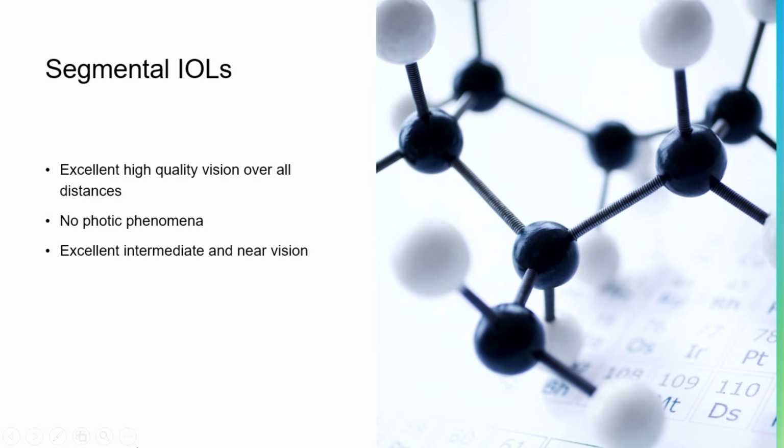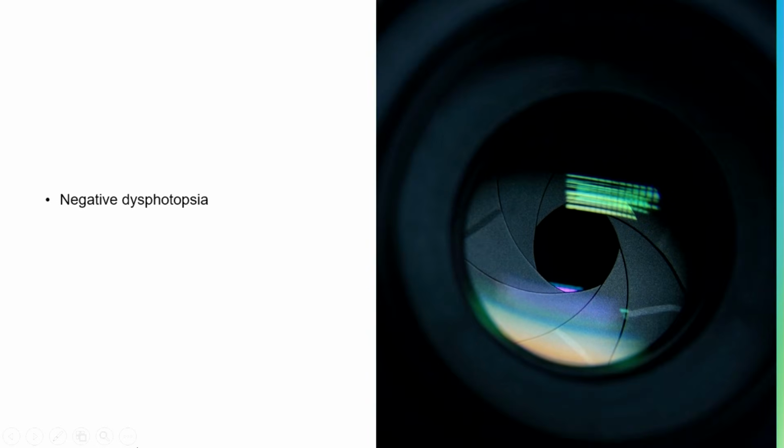So segmental IOLs give excellent high quality vision over all distances. Not much photic phenomena. It gives you excellent near vision and intermediate. I haven't done very big numbers. They're all in the sub 15. So I can't really comment on the long term or whether the performance is going to be uniform. But whatever I have done is very good. But still, it leaves you with a negative dysphotopsia. What do you do for that? So that's going to be an issue again. These patients come back and that gets to be really annoying.